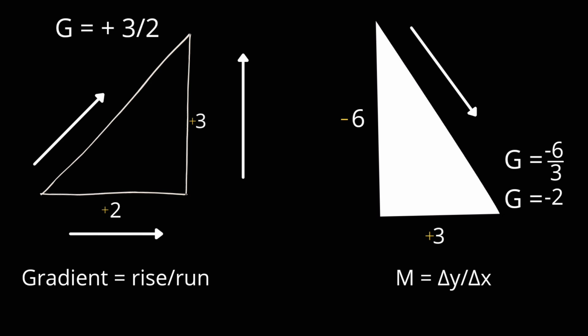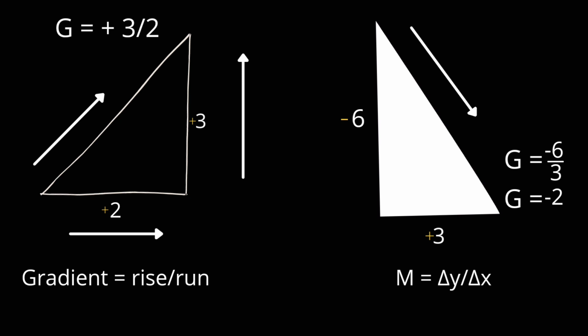Now for the triangle on the right, we are going down 6 units, so that's negative, but we are moving 3 units to the right, so that's positive. So the gradient is going to be -6 divided by 3, and so we have a gradient of -2. As mentioned before, it's negative because we are going down. And notice that this particular triangle is more steep.